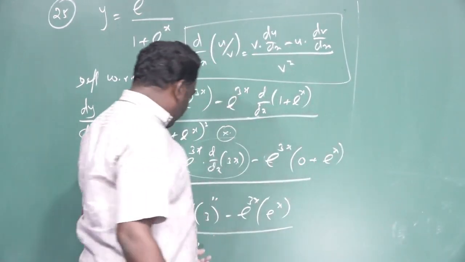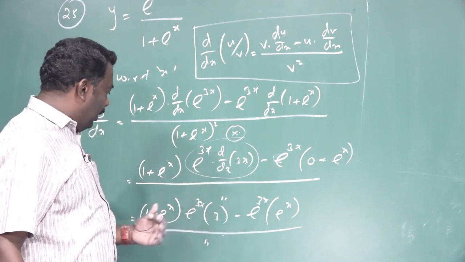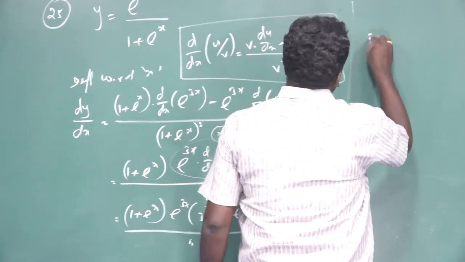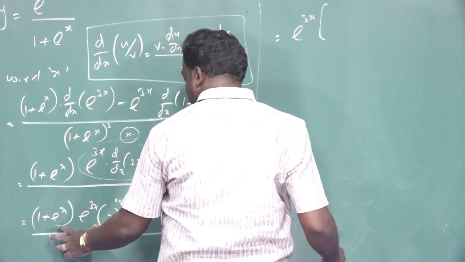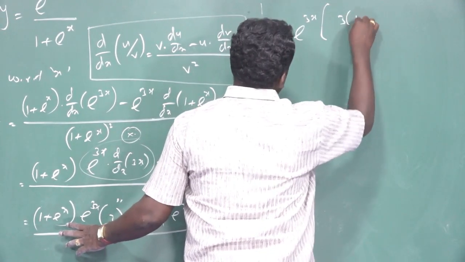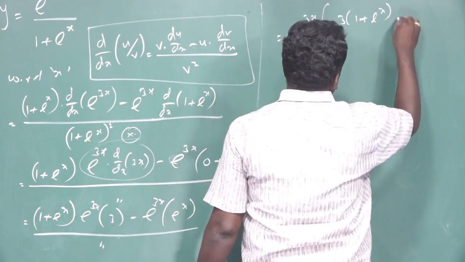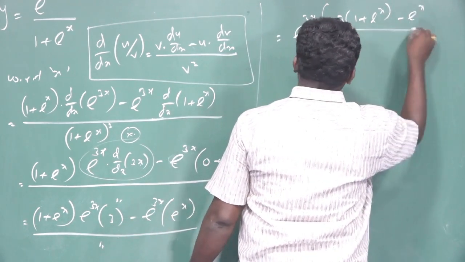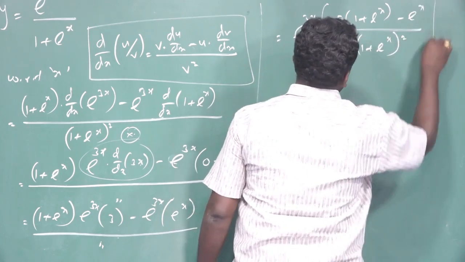Otherwise, we can take e power 3x as common from the two terms, any one method. That is equal to e power 3x, taken commonly, and what remains in the terms: 3 into (1 plus e power x), the first term remaining, and the second term minus e power x remaining, by (1 plus e power x) whole square in the denominator.